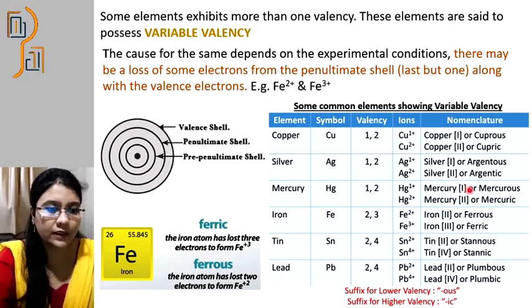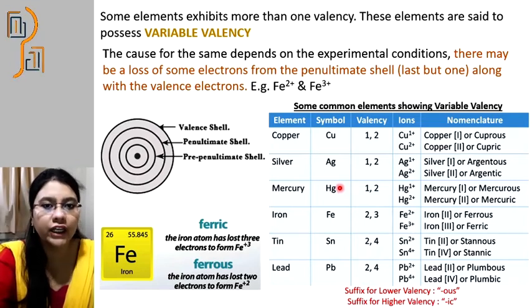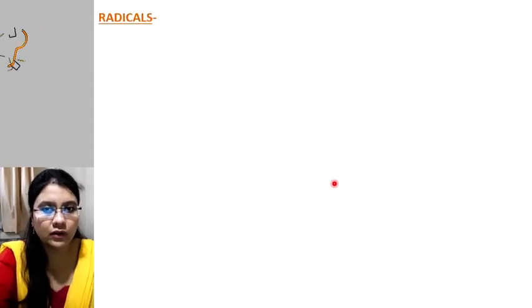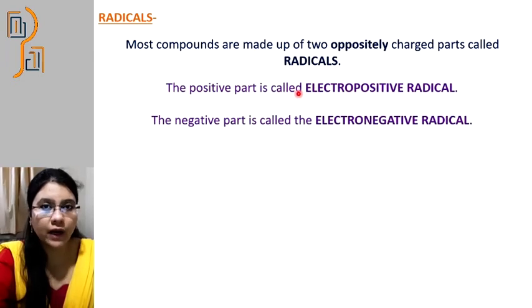Mercury with lower valency is called mercurous, and with higher valency, it is mercuric. So now we can understand that all elements, be it metal or non-metal, possess valency, or in some cases variable valency. When these elements combine in fixed proportions, they give rise to compounds. And most compounds are made up of two oppositely charged parts called radicals. The positive part is called the electropositive radical and the negative part is the electronegative radical.